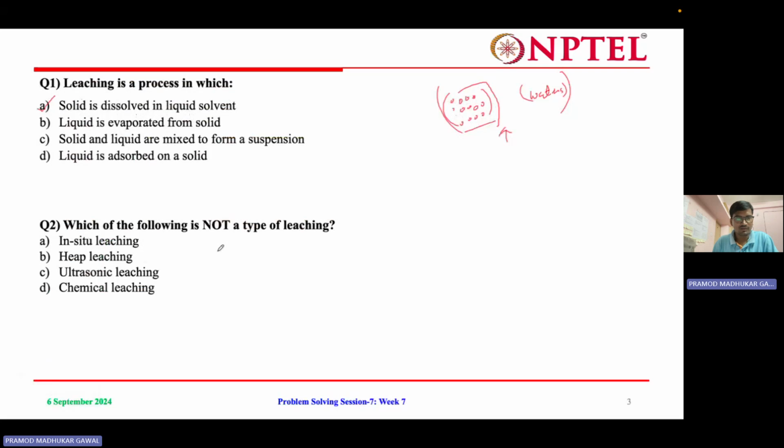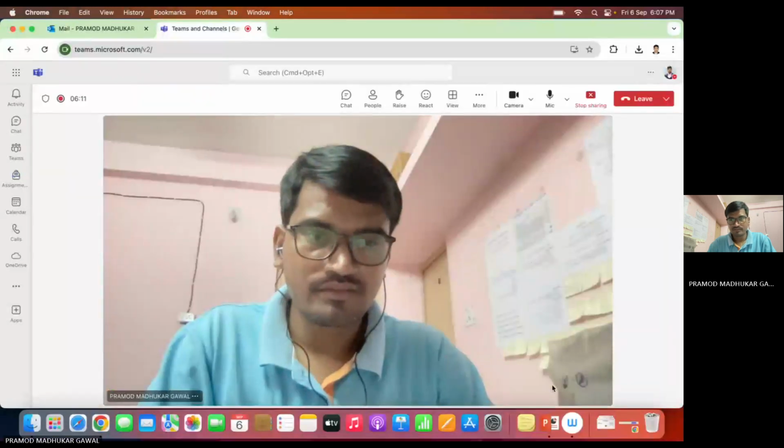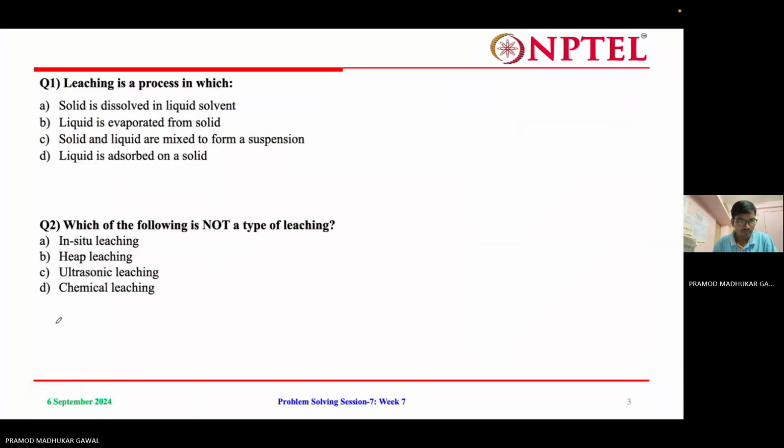Moving to question number 2, which of the following is not a type of leaching? Based on the options given, we have to select which is not a type of leaching. In situ leaching is also a type of leaching, heap leaching, then chemical leaching also. So ultrasonic leaching is not a type of leaching. So option C is the correct one.